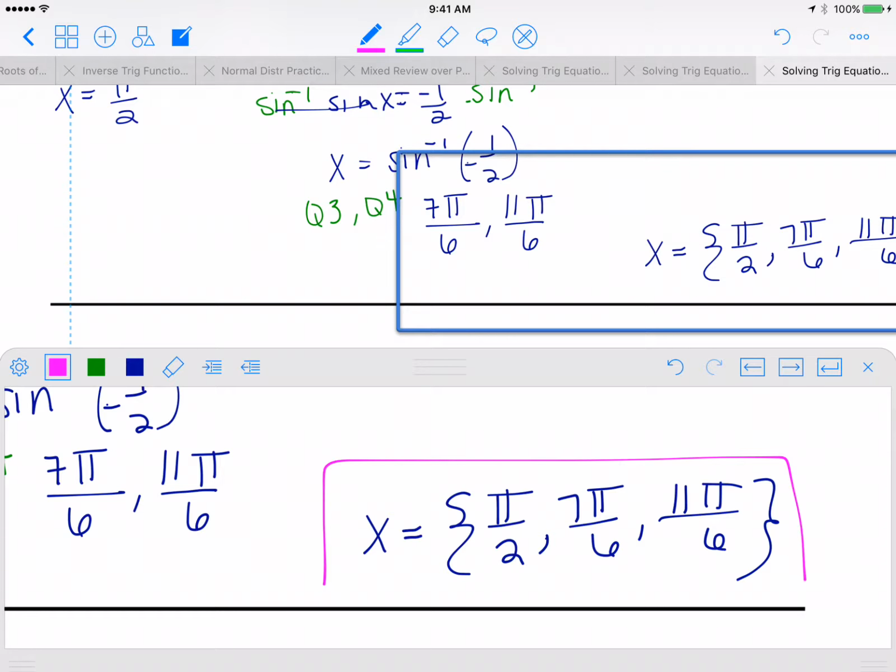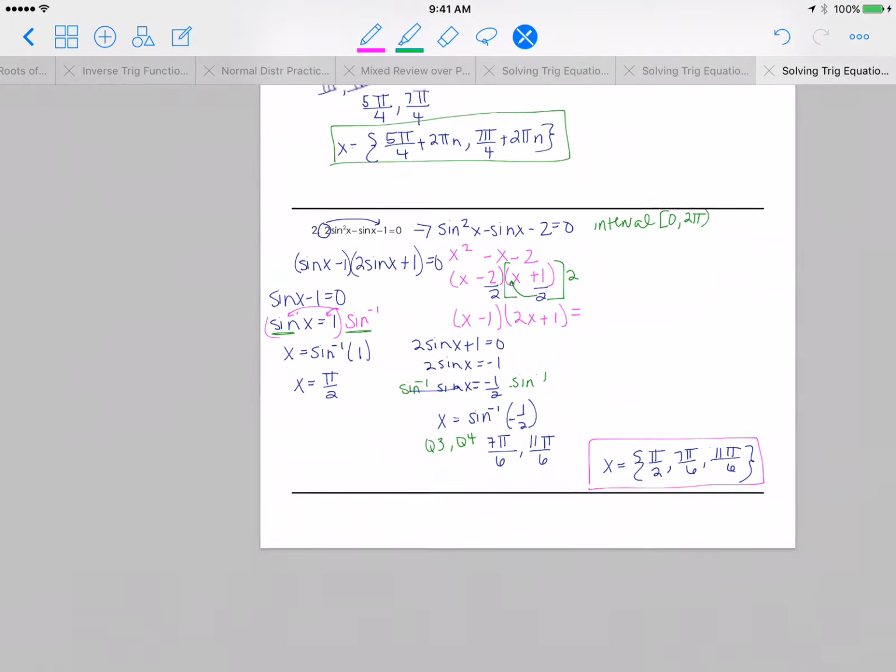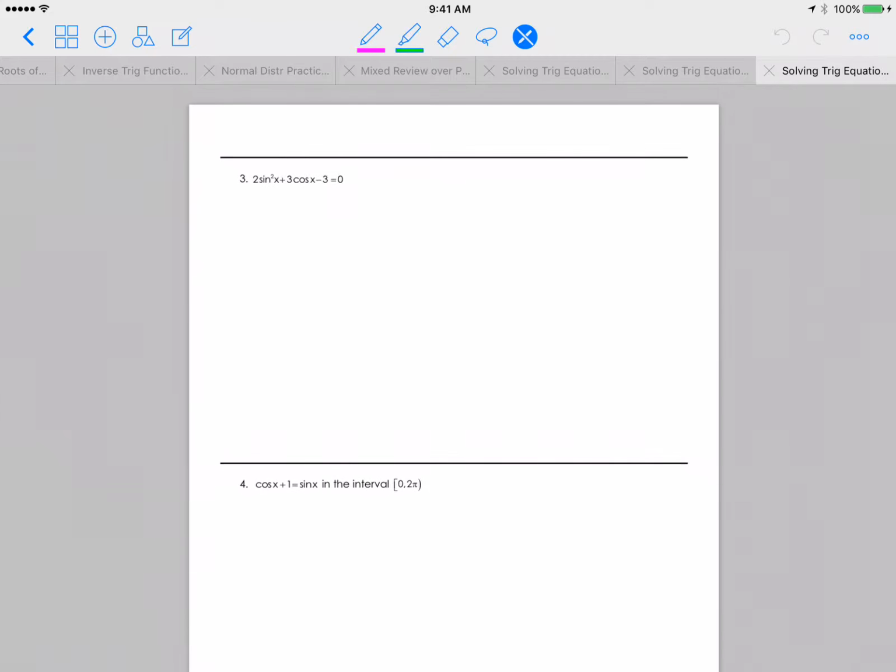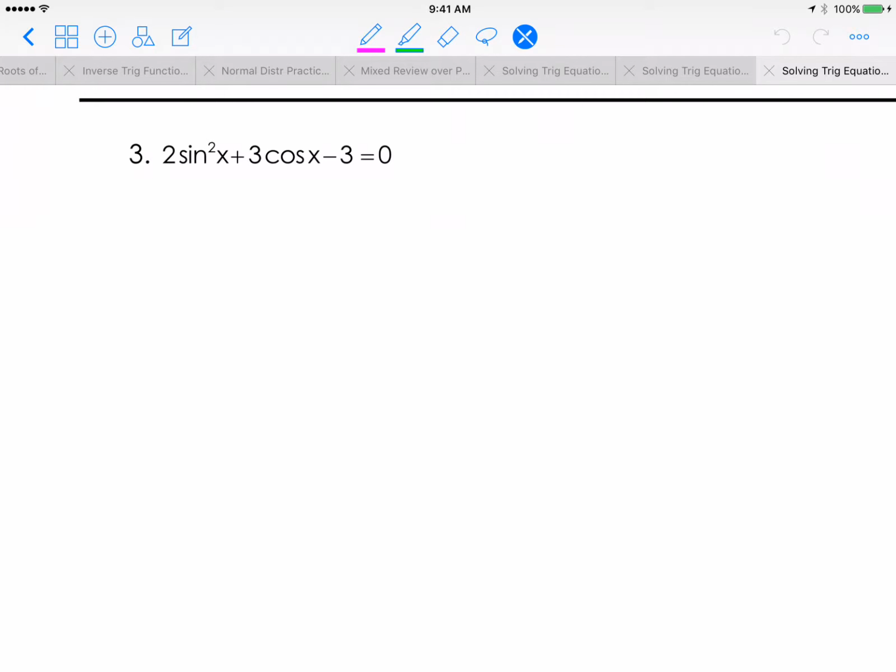And that's our answer. And we could plug these back into the original to verify and all that kind of stuff to make sure that they actually work. But right now we're just going to move on to our next problem. All right, let's look at number 3.